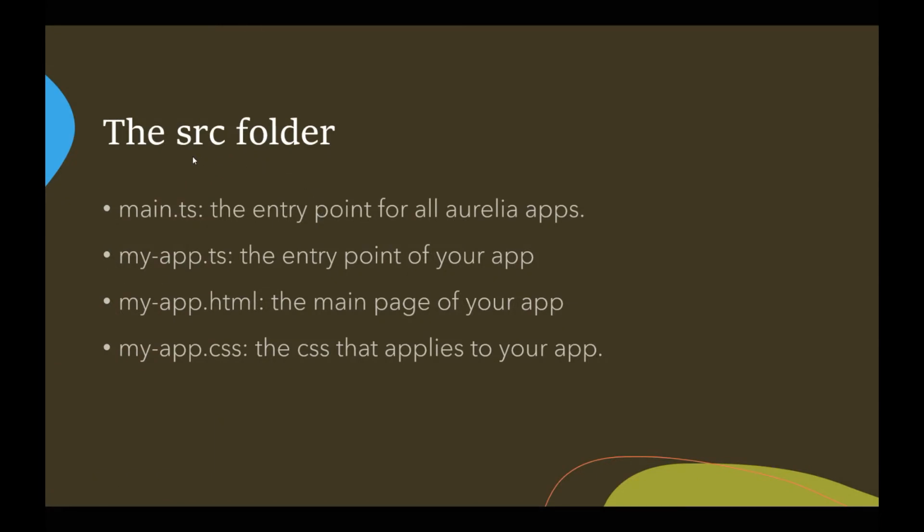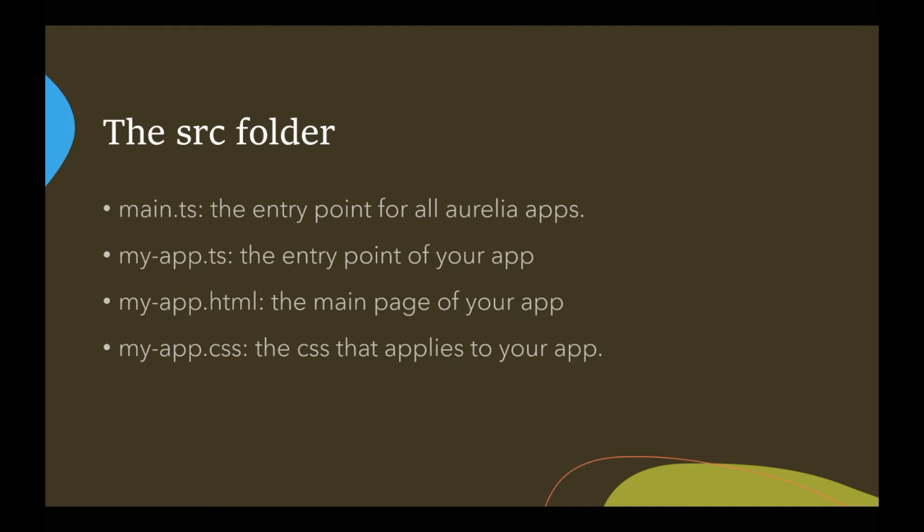So in the source folder, there are 4 files which are the most important. Main.ts is the entry point for all Aurelia apps. So this is where it all starts. Say, for example, you're trying to debug your app because it's just not starting up. Well, main.ts is the place to go. Once main runs, all it does is pass it off to your specific application. In this case, it's called myapp.ts, but it would be whatever the name of your application is.